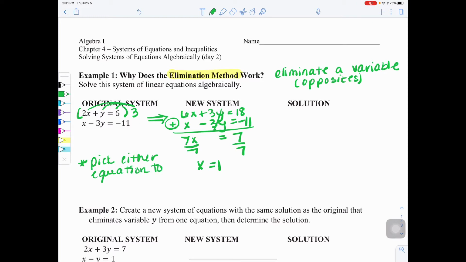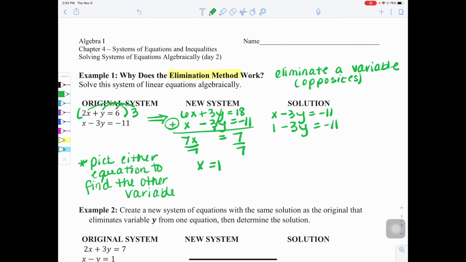So we'll say pick either equation to find the other variable. Okay, so it really doesn't matter which one. I'm going to pick x minus 3y equals negative 11. I already know x is 1, so I'll put 1 in x's place. And by doing that, I have one equation with one variable that I can now solve.